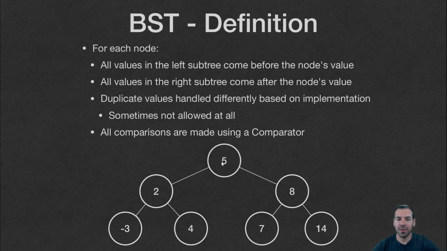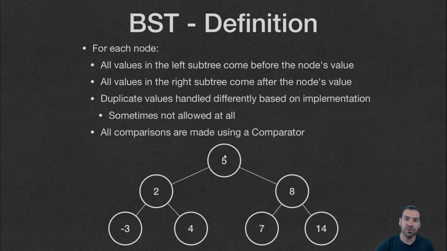So for the root, everything to the left is less than, and that isn't just the immediate left node, it's everything over here. Everything in the left subtree needs to be less than this node's value, which is 5: negative 3, 2, and 4 are all less than 5. Everything to the right needs to be greater than. 7, 8, and 14 are all greater than 5.